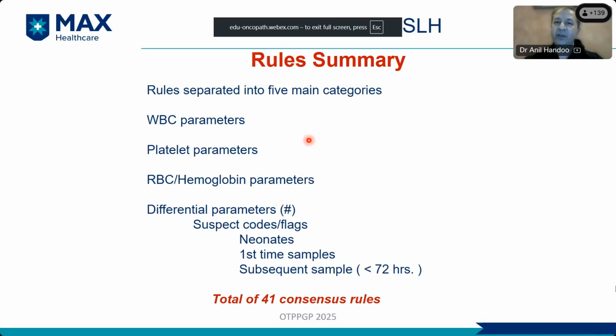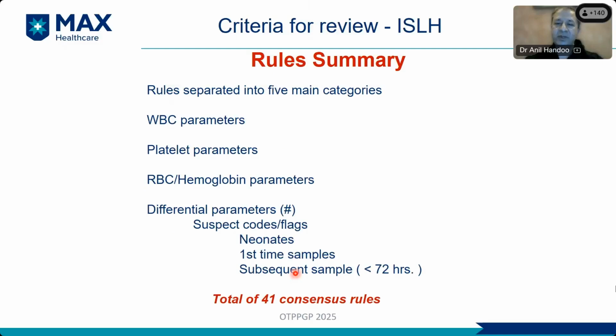So eventually they gave us the rules which were put into 5 main categories: the WBCs, the platelets, the RBC and the hemoglobin, and of course the differential parameters where they had suspect flags, including the neonatal first-time samples and subsequent samples. And they eventually gave you 41 consensus rules, okay? But it is not necessary that all of us need to use the same rules at all times, okay?